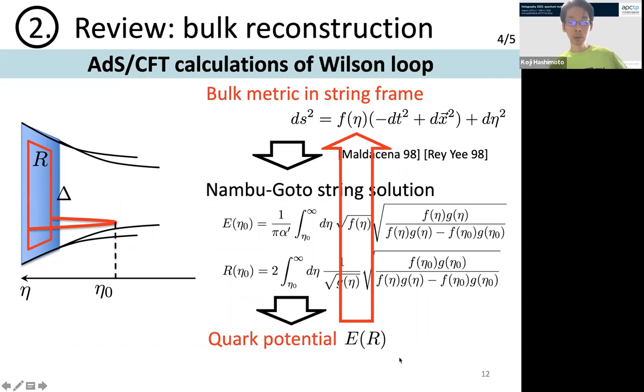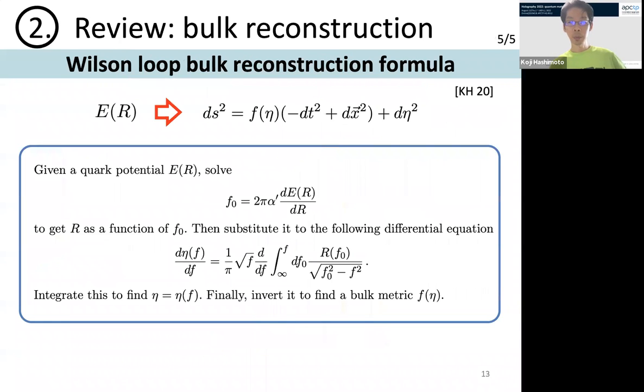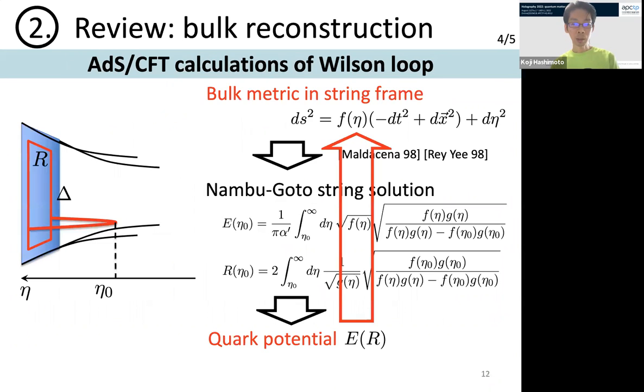And in fact, there is a formula. We can find a formula to reconstruct the bulk metric. I won't go into the detail, but here is a formula. So for a given E of R, you can actually find this f of eta. You need to solve first some differential equation and also an integral equation, but there is a concrete formula to get back to the bulk metric. So in this way, for a given quark potential data, you can actually get the bulk metric out of this data.